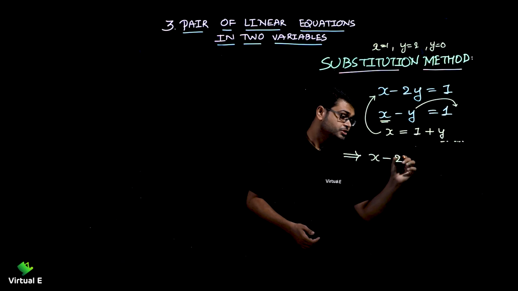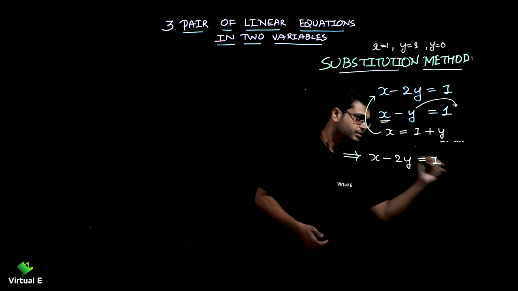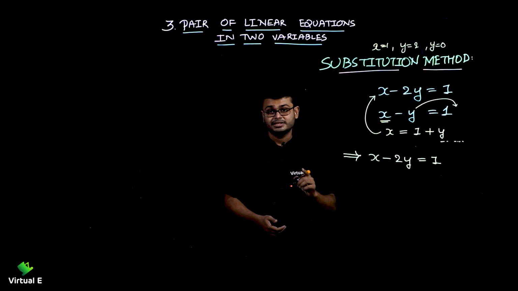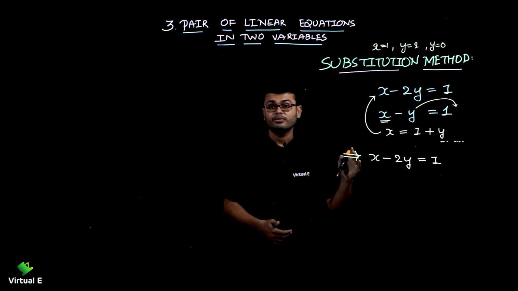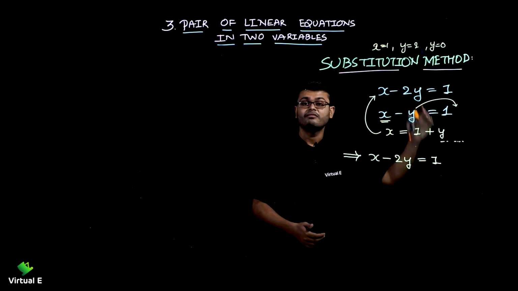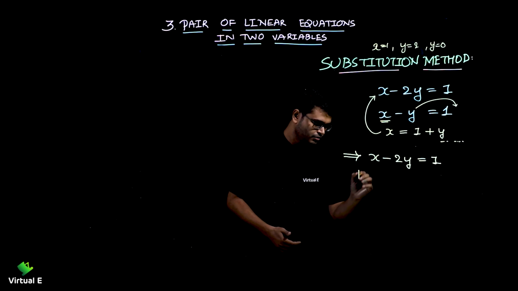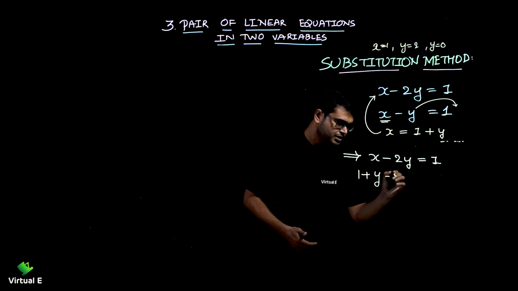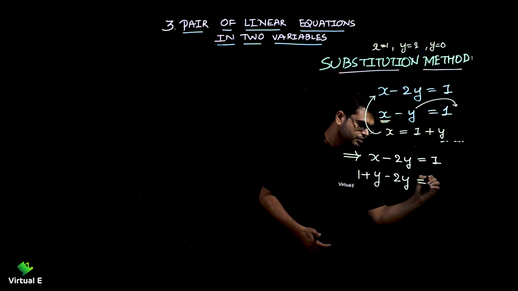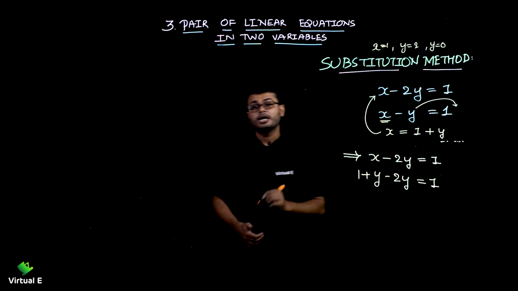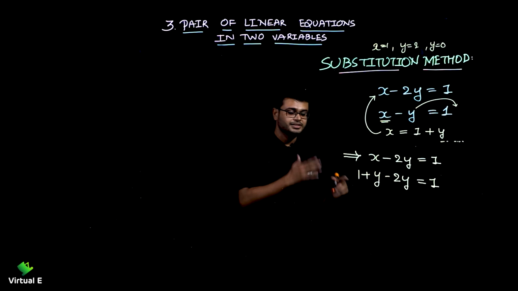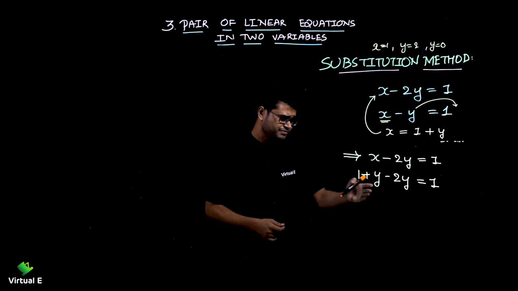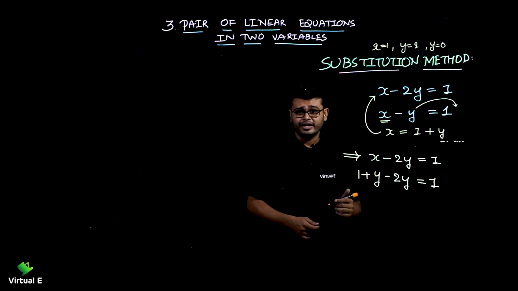x minus 2y is equal to 1. So instead of x, I am going to write 1 plus y. I will not write only x, but I will write 1 plus y. So 1 plus y minus 2y is equal to 1. Now if you observe, we have a linear equation in one variable, the way we started this chapter. So it is very easy to solve a linear equation in one variable.